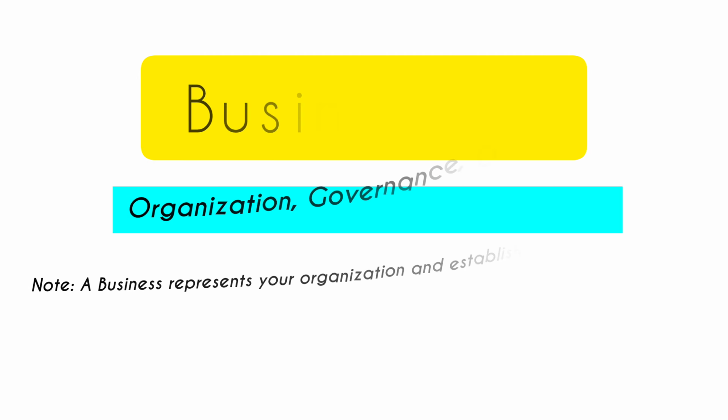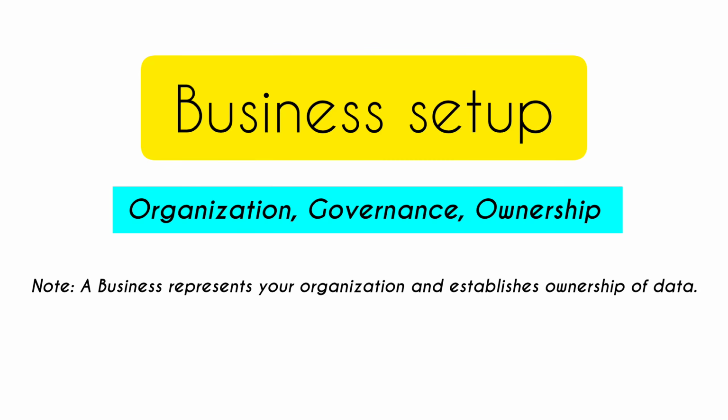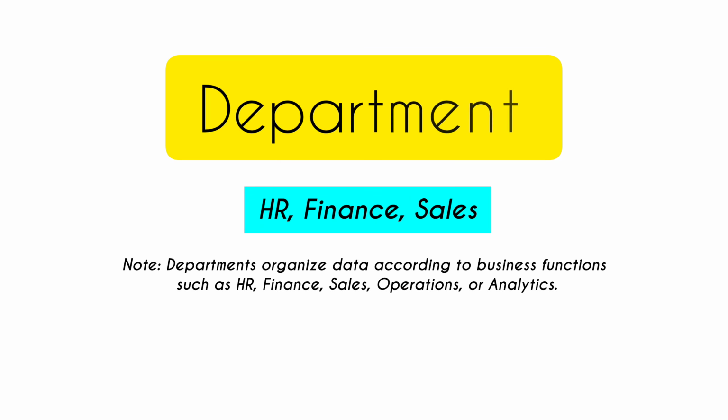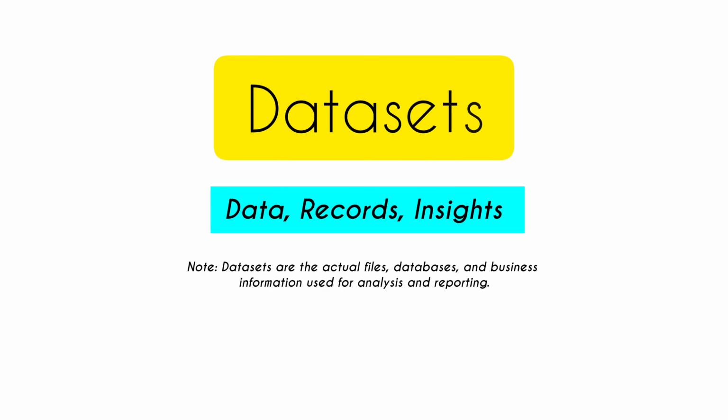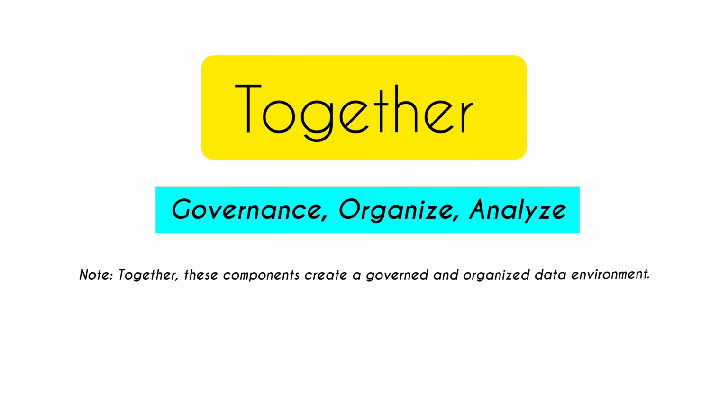A business represents your organization and establishes ownership of data. Departments organize data according to business functions such as HR, finance, sales, operations, or analytics. Baskets act as centralized containers for related datasets and data sources. Datasets are the actual files, databases, and business information used for analysis and reporting. Together, these components create a governed and organized data environment.